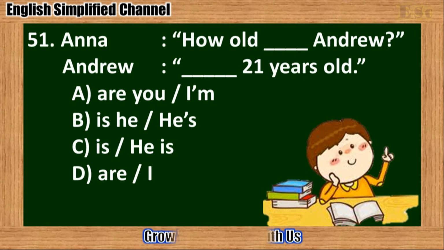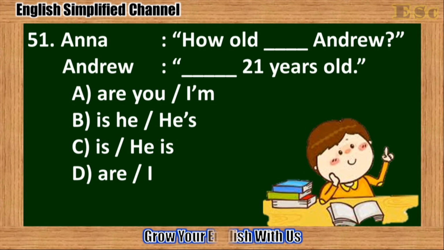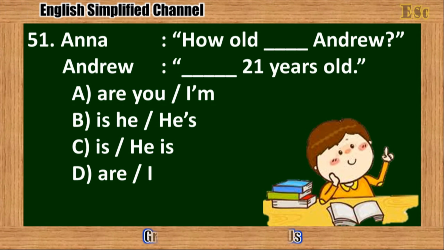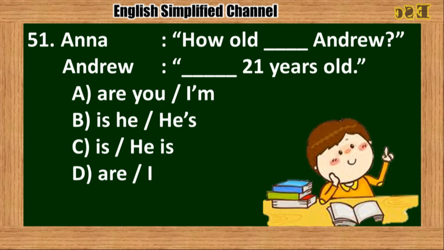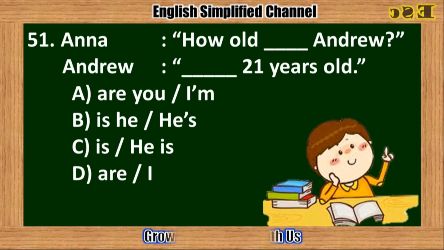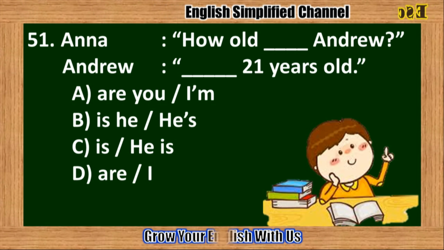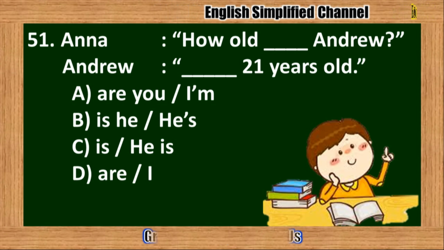(51) How old, blank, Andrew? Blank, 21 years old. A. Are you, I'm. B. Is he, he's. C. Is, he is. D. I.